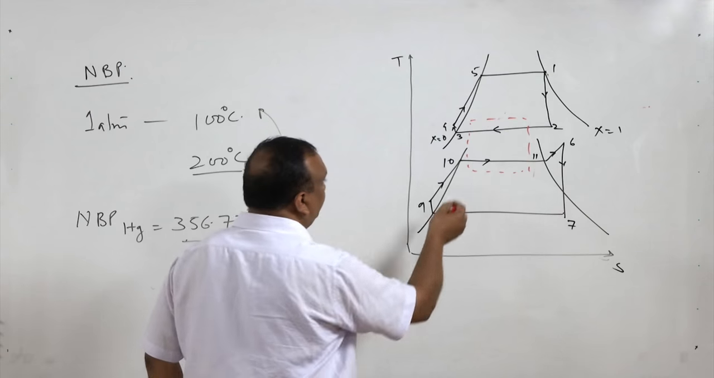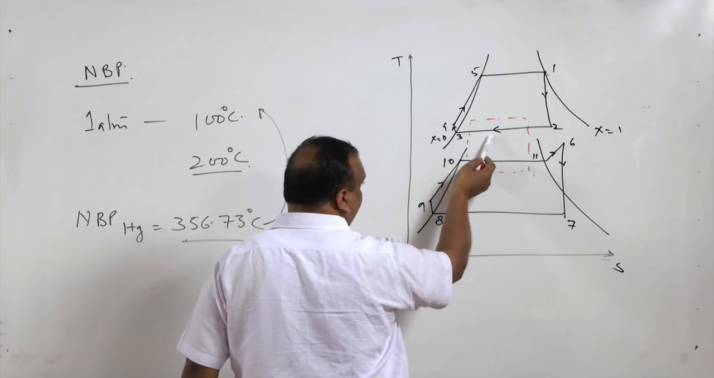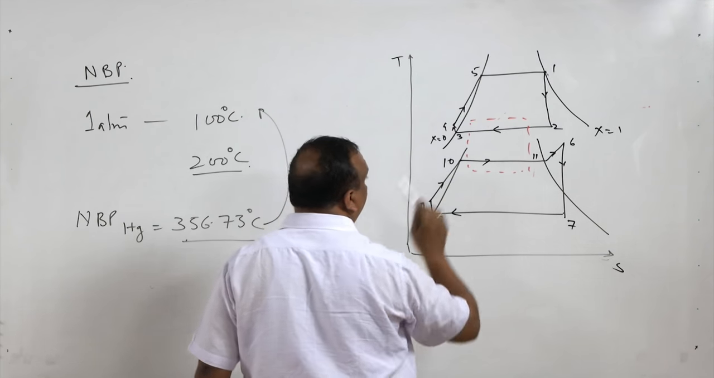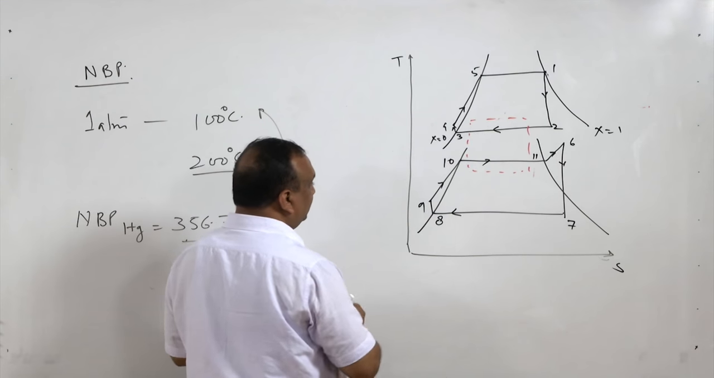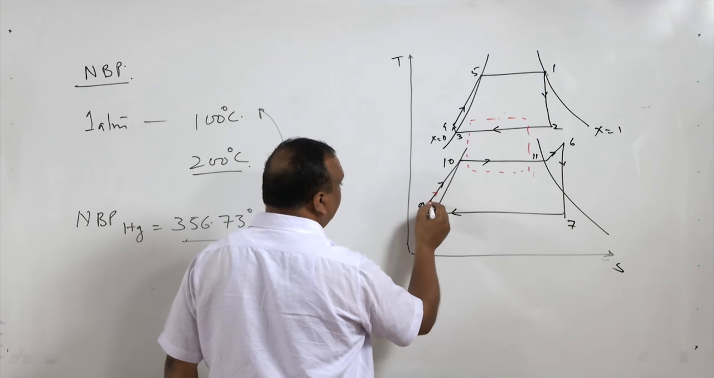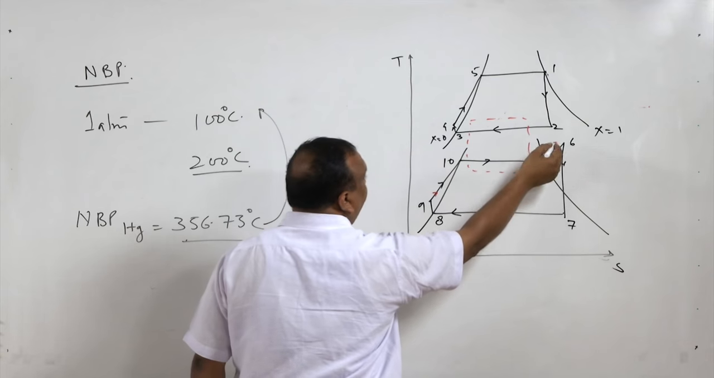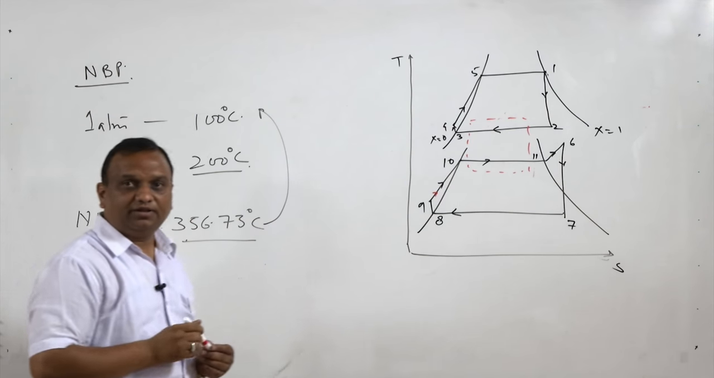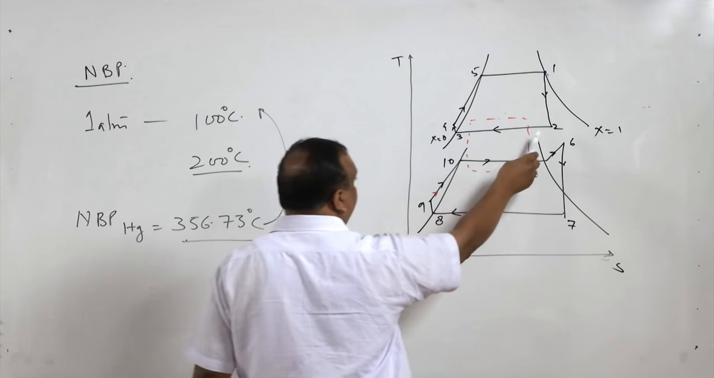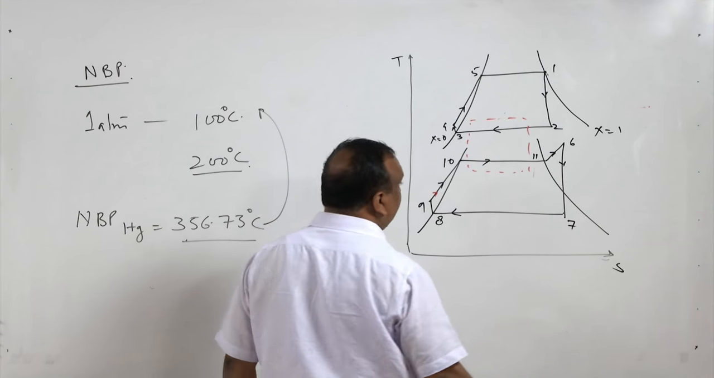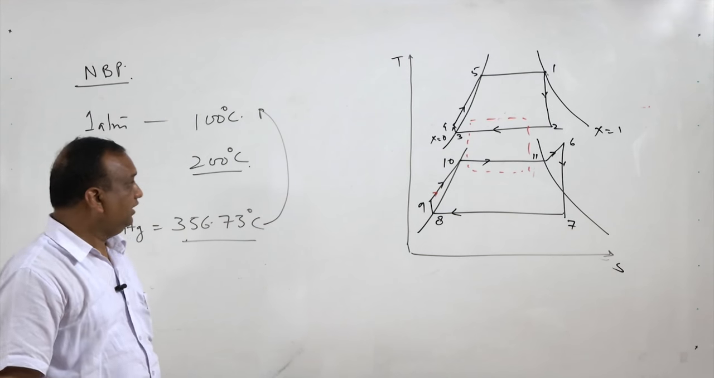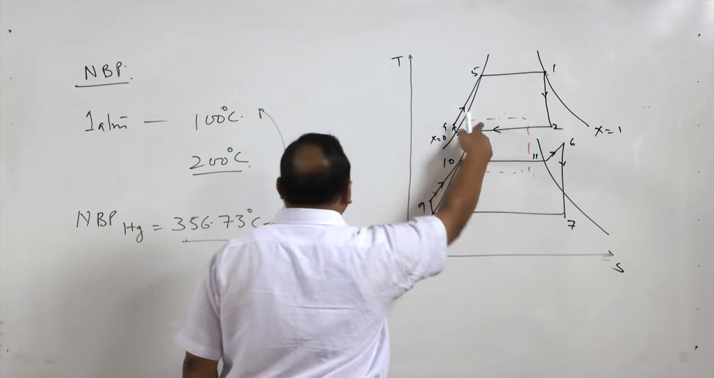From one side, the mercury vapor enters. From the other side, the high pressure water enters, and heat exchange takes place, and water is converted into steam, and this vapor of mercury gets condensed. So, we have two cycles.